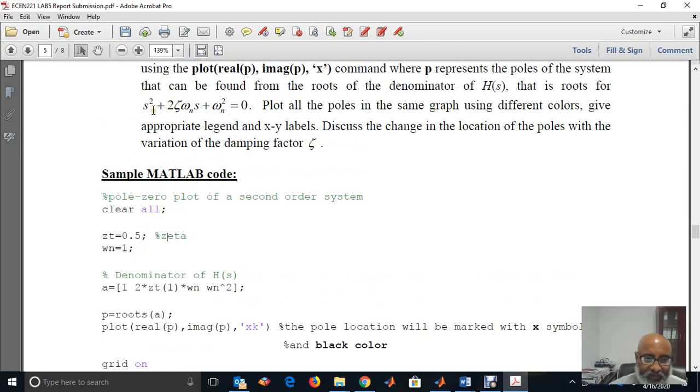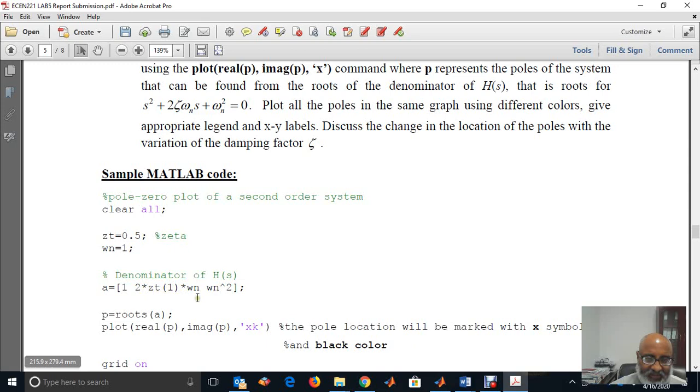But in MATLAB, it's very easy. We take the coefficients of this polynomial. The coefficient of S squared is 1, so we have 1 here. What is the coefficient of S? 2 times zeta times omega n. Zeta is given, for example here, 0.5, times omega n. You can just put zt, you don't need zt1. If it is a vector, if there is more than one zeta, you need zt of 1, zt of 2, or whatever to identify the exact zeta. That's why I put zt1 here, but you can take zt itself.